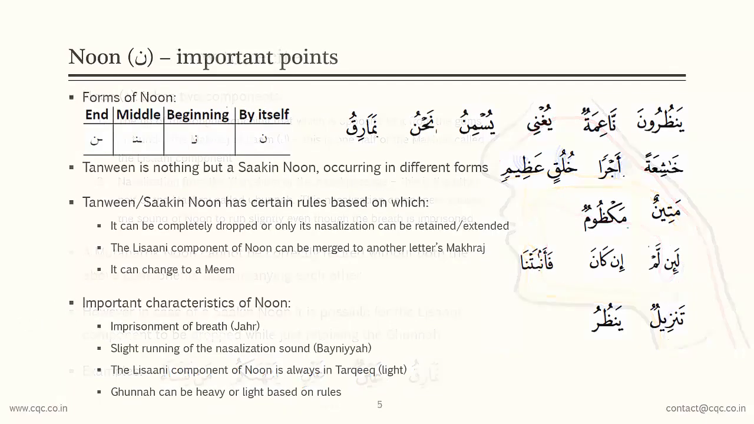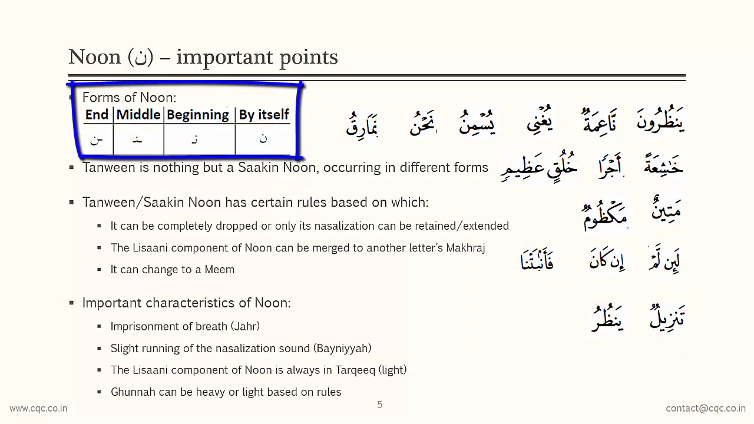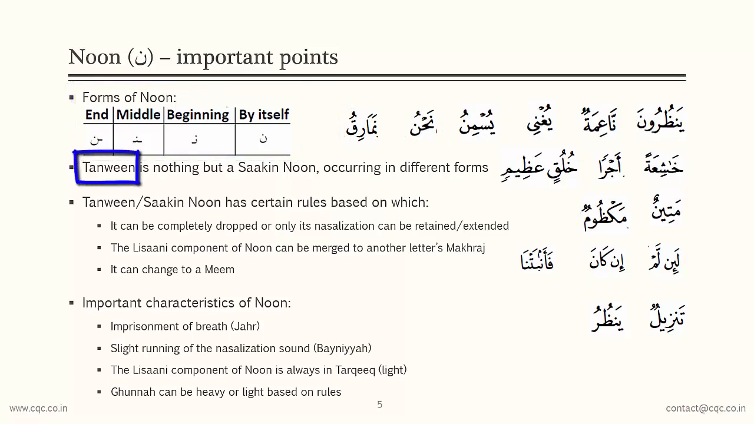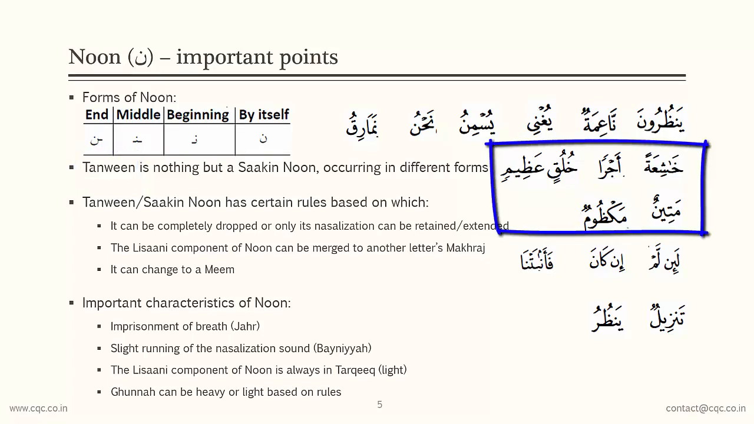The forms of the letter noon are mostly easy to identify from the mushaf, with the exception of few cryptic forms as in here and here. The most important thing to note, however, is the tanween. We will study later, inshallah, the details regarding different forms of tanween itself. But for now, note that the tanween is nothing but a sakin noon. Look at some of the examples here, how they all end with the sakin noon in the form of tanween.